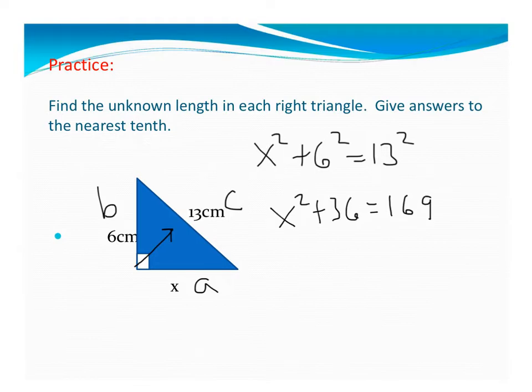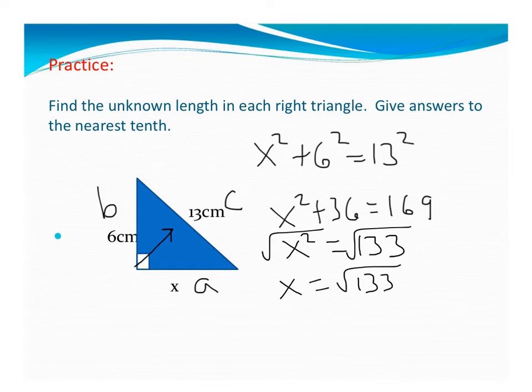We'll subtract the 36, so we have x squared equals 133. And then we'll square root both sides. So my answer will be x equals the square root of 133. Now, can I simplify that at all? Are there any perfect squares I can divide out? After checking, no, we don't have any that we can divide out. So this is our exact answer.